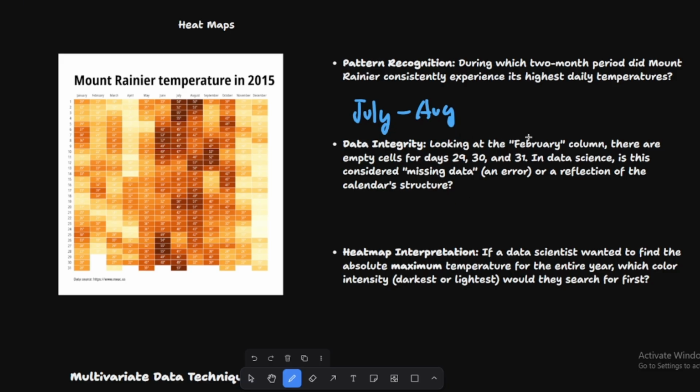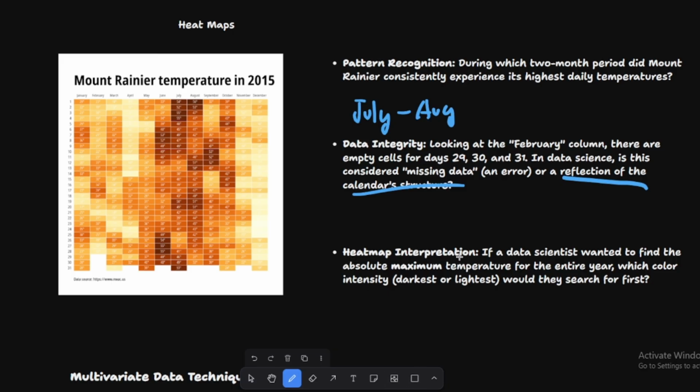Now, data integrity. Looking at the February column, there are empty cells for days 29, 30, and 31. In data science, is this considered missing data or a reflection of the calendar structure? In data science, this wouldn't be considered missing data, but instead a reflection of the calendar structure. Why? Because February doesn't have more than 28 days. So even for 29, 30, and 31, there couldn't possibly have been an error because those days simply don't exist. So it would be a reflection of the calendar structure.